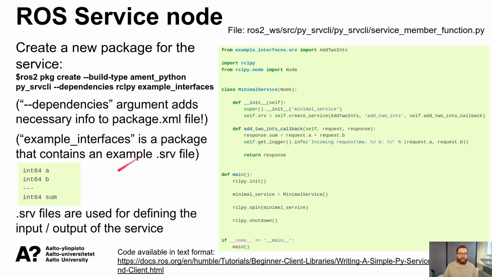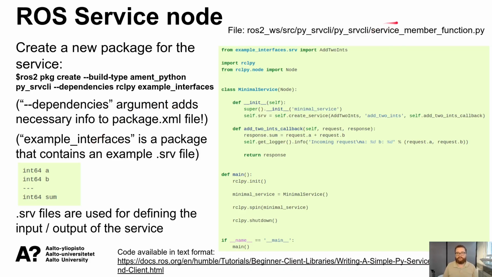When you're calling a service, you always need to define the format of the call that you are using. This defines the input and output of the service. In this case, our inputs are these two integers, a and b, and the output of the service is this integer sum. This is a service type that has been defined in this example_interfaces dependency. But okay, let's look at the code.